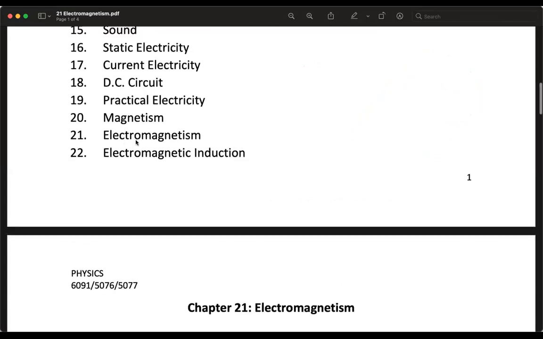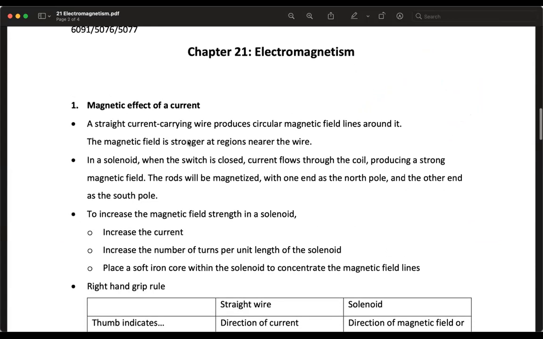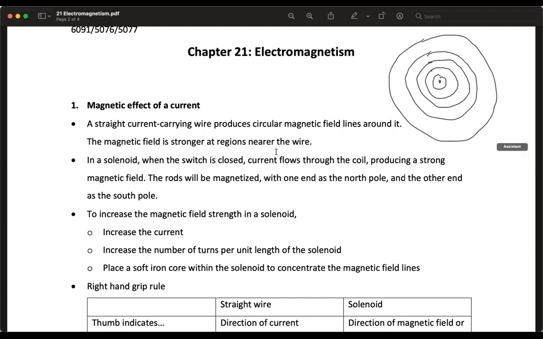Okay, we are at the second last topic already, electromagnetism. Let me just go through the notes. A straight current carrying wire produces circular magnetic field lines around it. The magnetic field is stronger in the region near the wire. So if I were to draw, this is my current. Near it, the field lines should be nearer. Then as it goes further, the field lines should be further apart. The magnetic effect will be stronger near the wire.